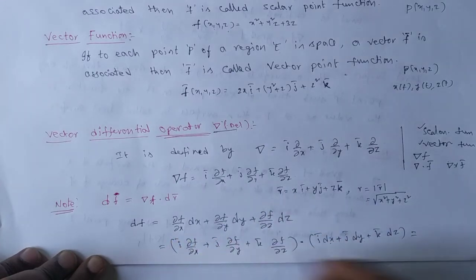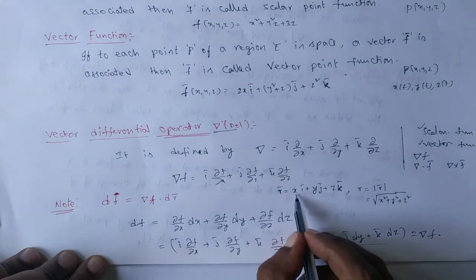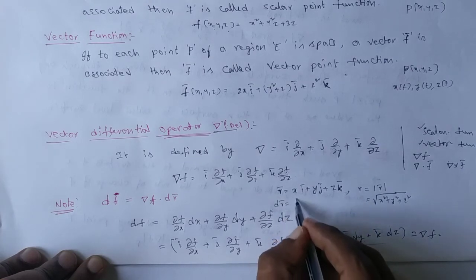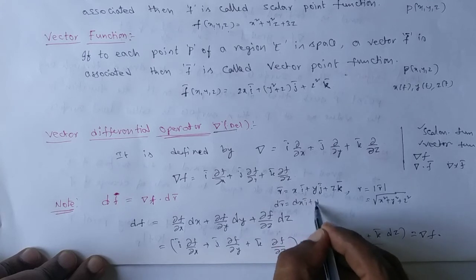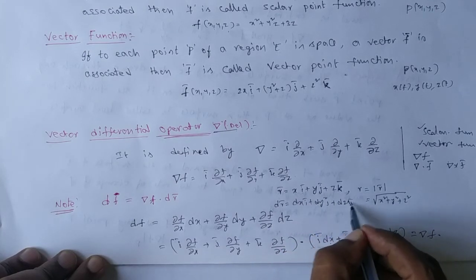So I can write this term as del f dot, and once you observe this, r bar is taken as x i bar plus y j bar plus z k bar, then dr bar becomes dx i bar plus dy j bar plus dz k bar.